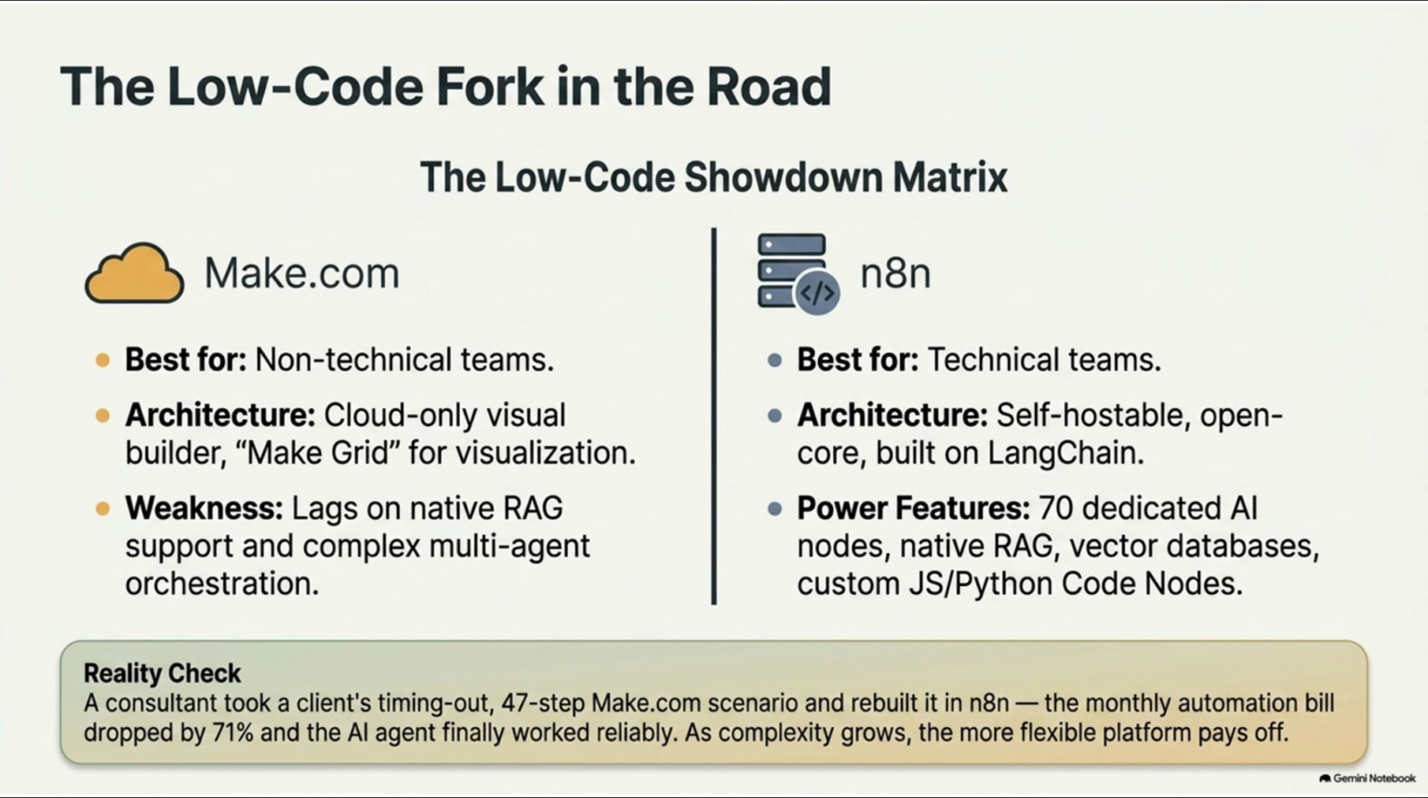Let me make this real. A consultant inherited a client's Make workflow, 47 steps long, constantly timing out, quietly burning money every month. He rebuilt the exact same thing in n8n, and the monthly bill dropped 71%. Now, the lesson is not n8n always wins. The lesson is, as your automation gets more complex, the more flexible tool starts paying for itself.